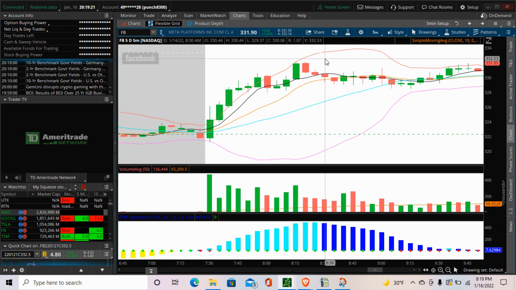Now, going into the strike I would have bought, essentially when I trade, I'm buying one ATR from the opening price.